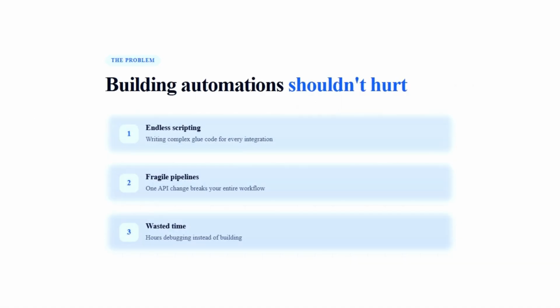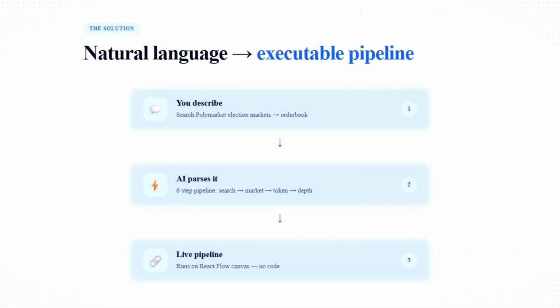Most teams still glue workflows together by hand. Endless scripting for every integration. Pipelines that break when an API changes. Hours lost debugging instead of building what matters. Wire Composer flips that. You describe the outcome, like chaining a search, a detail call, and a transform.